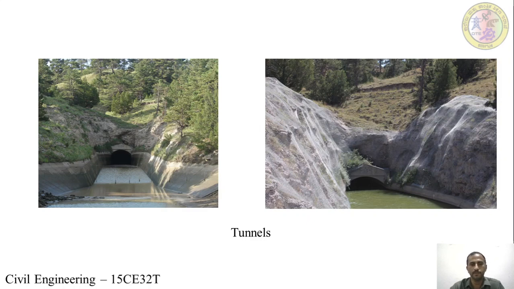Next one is tunnels. Whenever a gravity conduit encounters hills, either we have to go around the hills, of course it will take a longer route, or we can go through the hills by constructing tunnels. The tunnels are of semicircular or horseshoe shape.